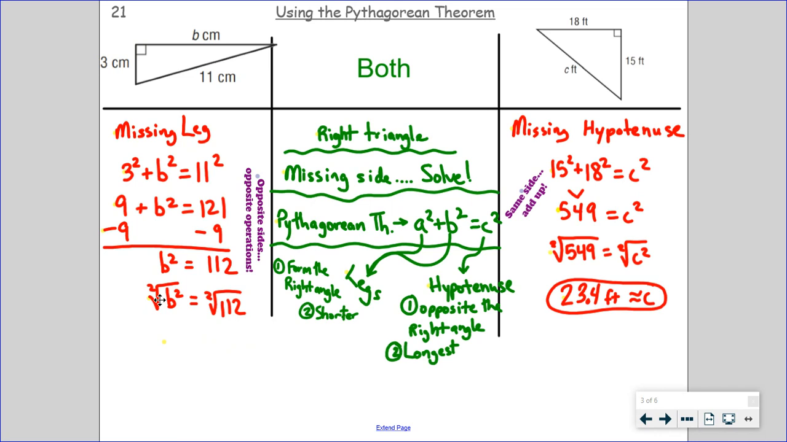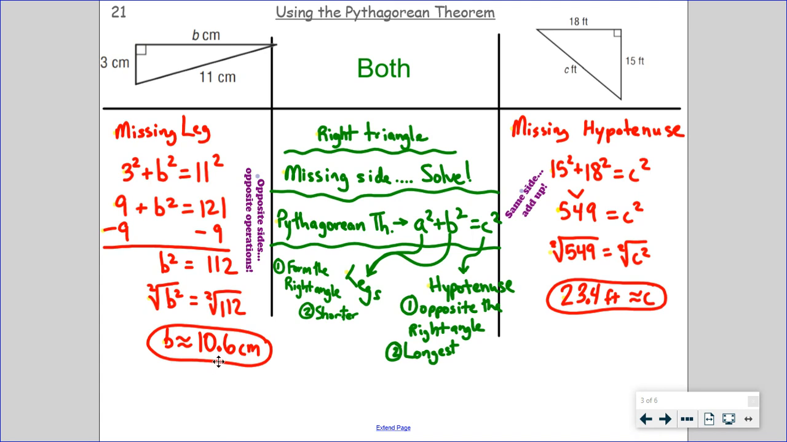To get rid of a square power, we'll take the square root and, of course, be fair to both sides to keep that equation fair and balanced. And in this case, again, the square root of 112 is a crazy, ugly, going on forever, non-repeating, non-terminating, irrational number, but we can round it to approximately 10 and 6/10 centimeters.